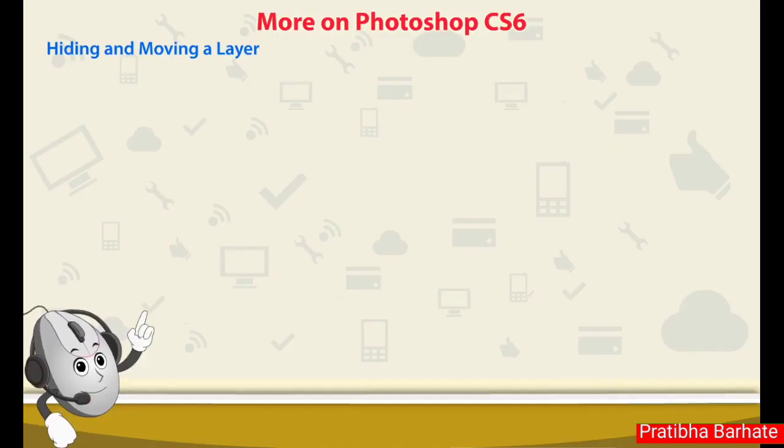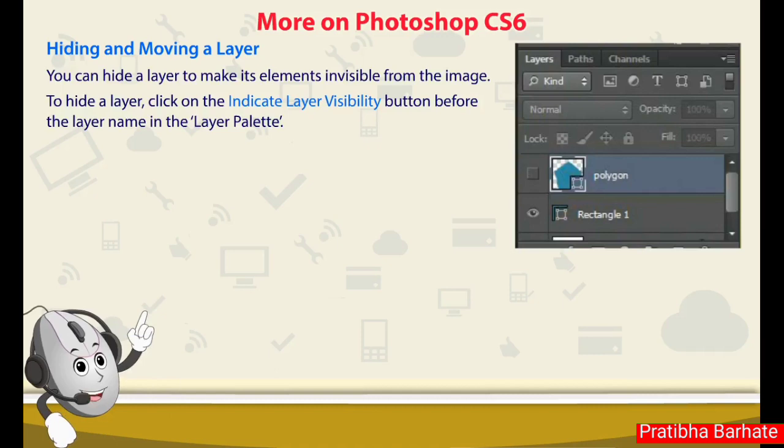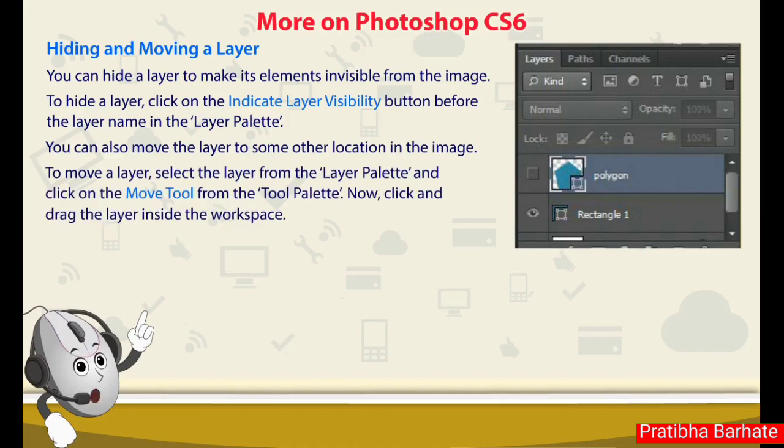Hiding and moving a layer. You can hide a layer to make its elements invisible from the image. To hide a layer, click on the Indicate Layer Visibility button before the layer name in the Layer palette. You can also move the layer to some other location in the image. To move a layer, select the layer from the Layer palette and click on the Move tool from the Tool palette. Now, click and drag the layer inside the workspace.